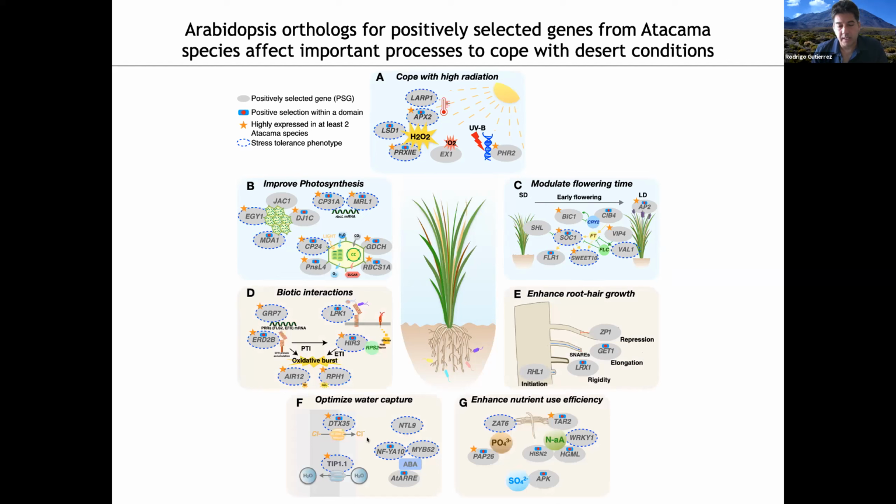And also in below ground processes, we found genes involved in biotic interactions, genes involved in enhancement of root hair growth, and also relevant to low water capacity and some of the limitation in terms of nutrient availability. We find genes involved in optimizing water capture and also enhanced nutrient use efficiency.